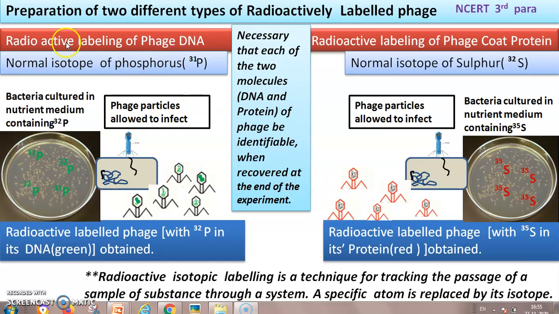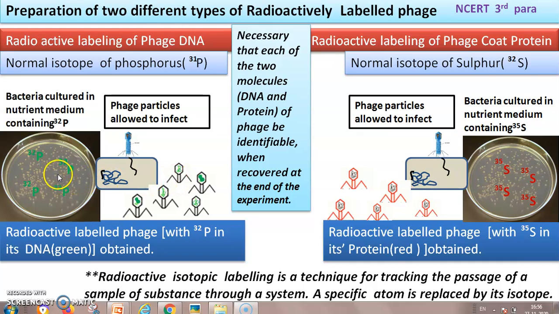So what did they do? They cultured bacterial cells in phosphorus 32, the P32 isotope. The normal isotope of phosphorus is 31. They cultured bacterial cells in a culture plate with nutrient medium containing P32. I have just highlighted one bacterial cell here. They allowed the bacteriophage virus to infect the bacterial cell, and after lysis of the bacterial cell, they could get progeny viruses which all had radiolabeled DNA.